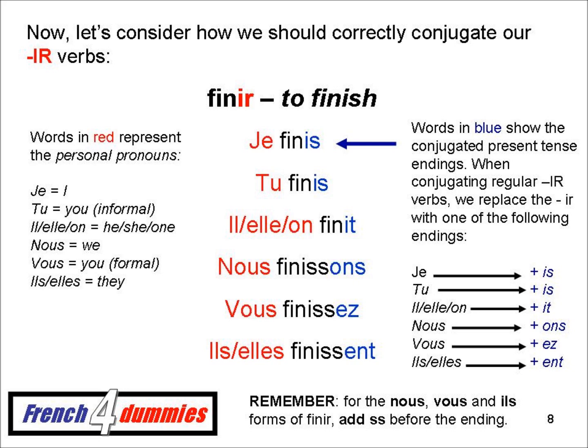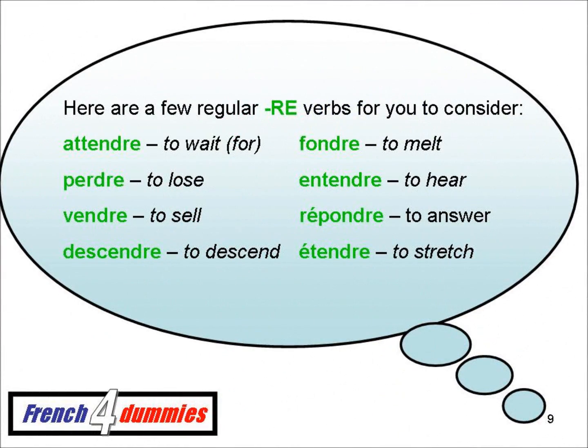Remember, for the nous, vous and ils forms of finir, remember to add double S before the ending. Now, here's a few RE verbs for you to get your teeth into. Think about how you might potentially conjugate these in relation to what you've learnt previously.